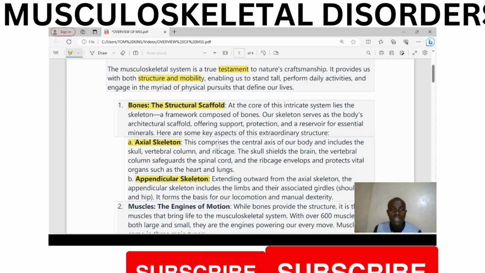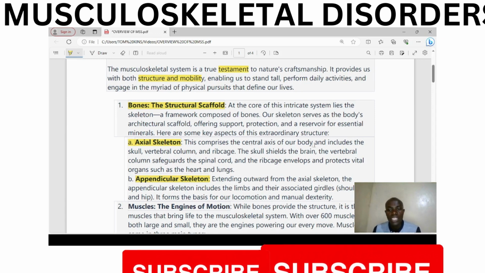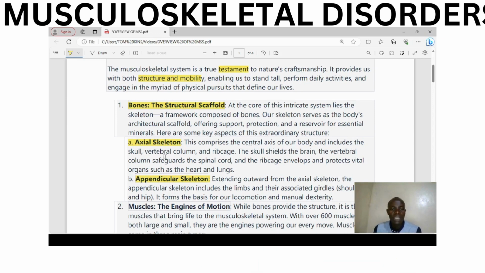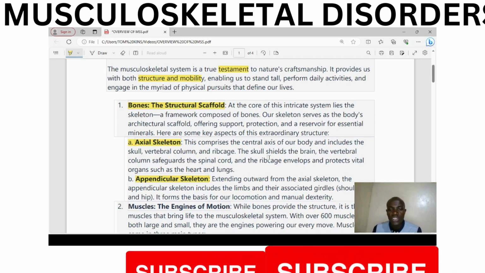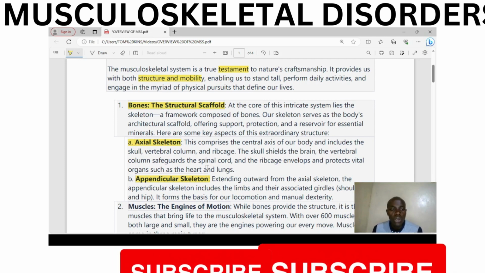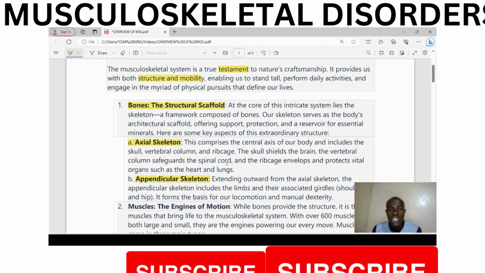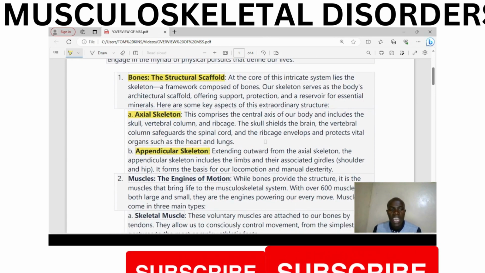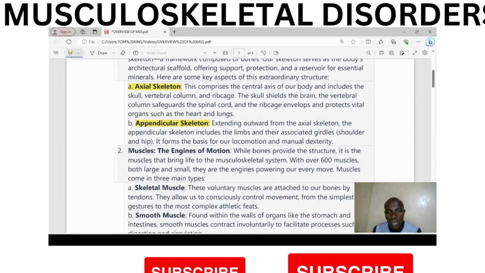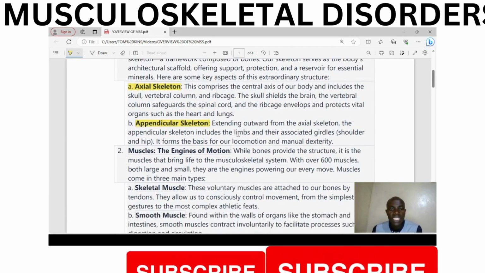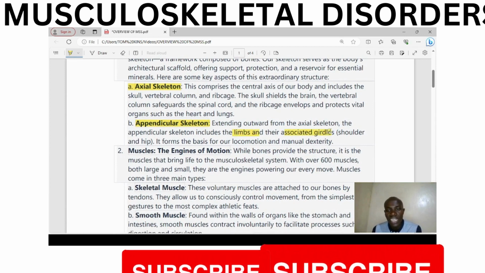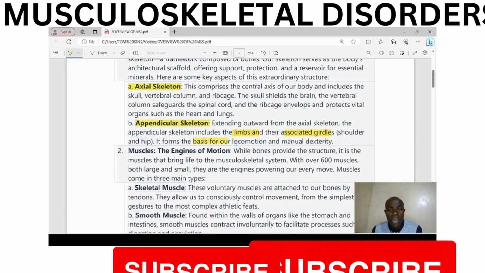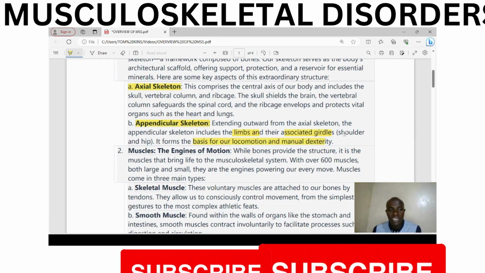The axial skeleton comprises the central axis of our body and includes the skull, vertebral column, and rib cage. The skull shields the brain, the vertebral column safeguards the spinal cord, and the rib cage envelops and protects vital organs such as the heart and the lungs. On the other hand, the appendicular skeleton extends outward from the axial skeleton, and it includes the limbs and associated girdles. We have the pelvic and the pectoral girdle. Remember, it forms the basis for locomotion and manual dexterity.